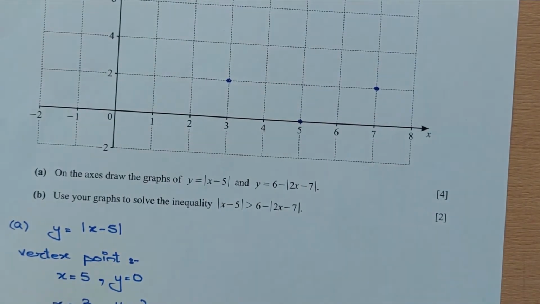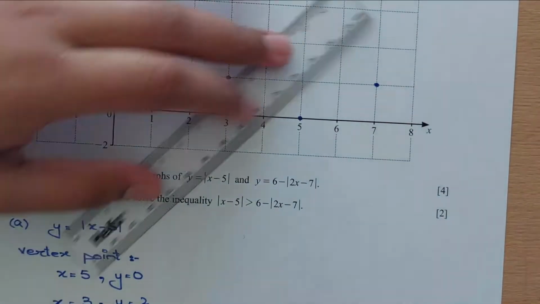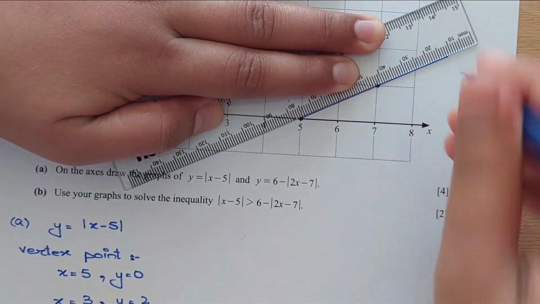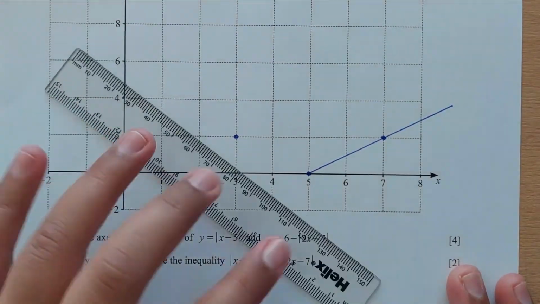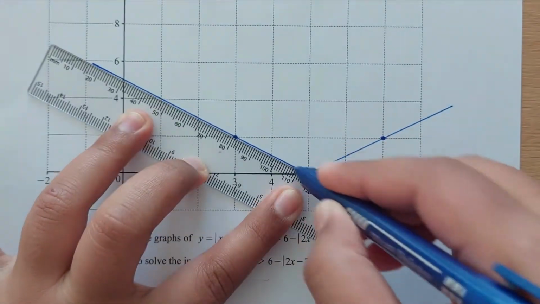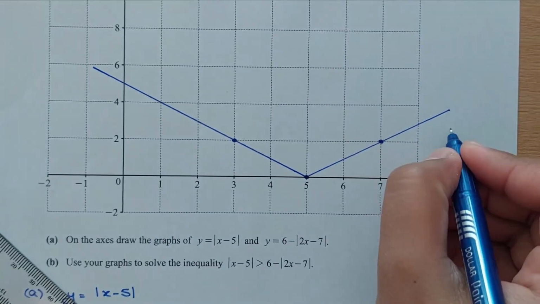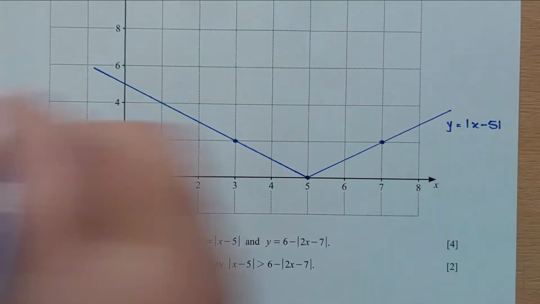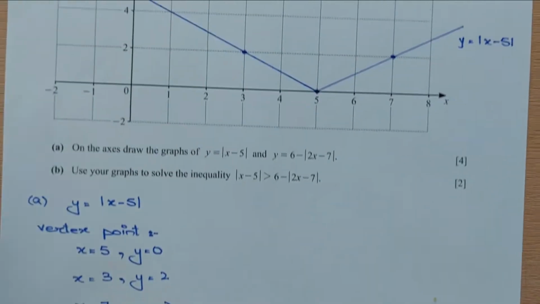So let me connect these points to get the graph for the first function. This and this. So we can say this blue one is the graph for y equals absolute of x minus 5. Now let me do the second function.